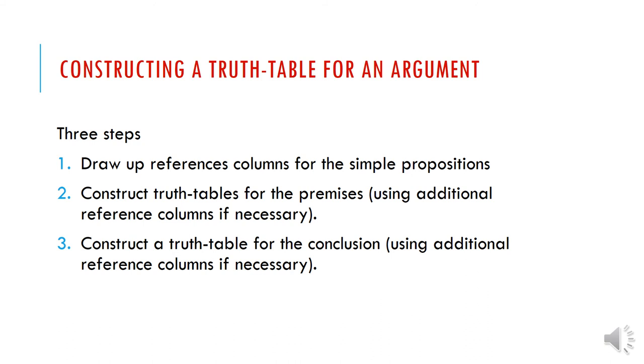So when creating a truth table, you first have to draw up reference columns for the simple propositions, and then construct a truth table. Construct columns for the premises. Also, you'll have to construct a column for the conclusion. And if either premises or conclusion are complex, you will have to break them down into their necessary reference columns.